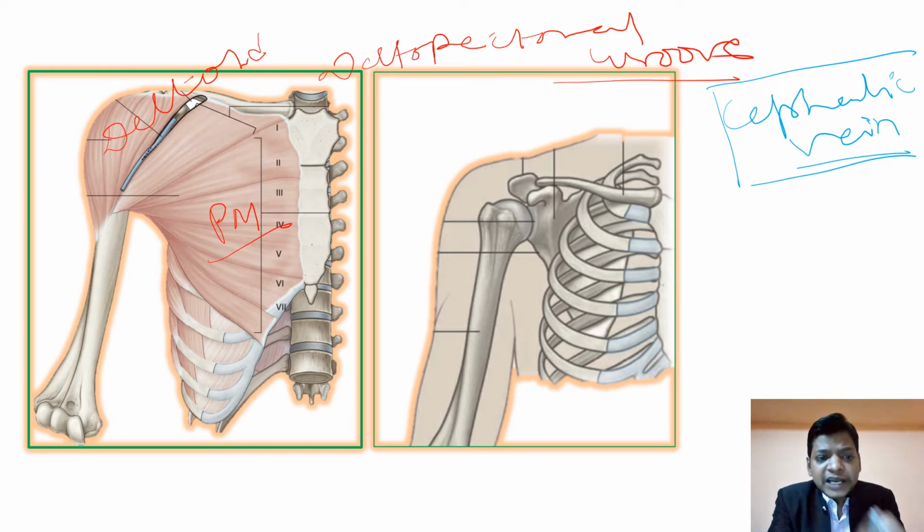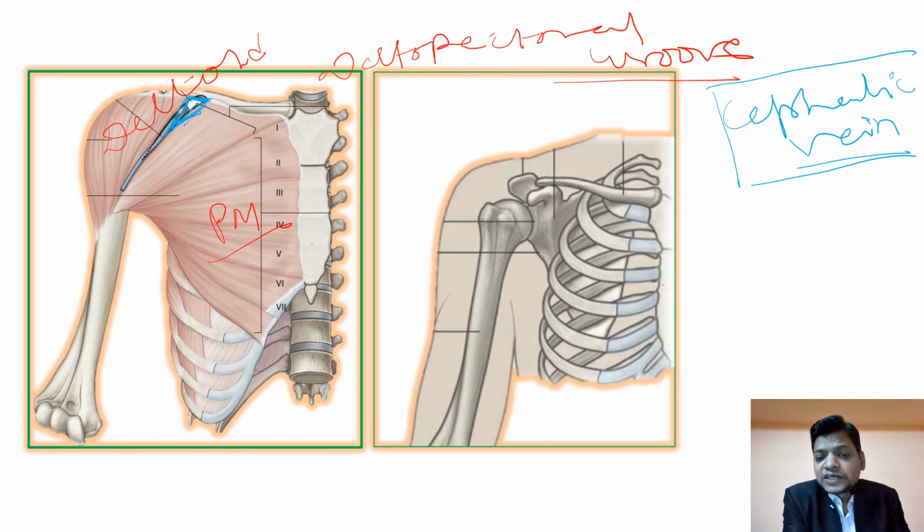Now you can also observe that a small triangle is formed in between the pectoralis major and deltoid. The triangle is similarly named the deltopectoral triangle. So these things should be remembered.